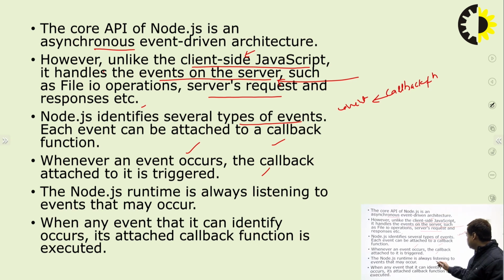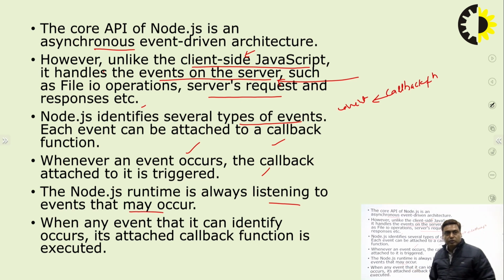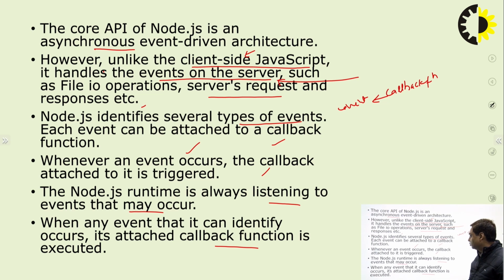The Node.js runtime is always listening for events that may occur. If you are running a program, it is always ready to accept the event. This is the meaning of listening for the event whenever it occurs. When any event that it can identify occurs, the attached callback function is executed. So, in summary of this theory part, event handling in Node.js is an asynchronous approach. We have an event, then we have a callback function. The callback function is attached to a particular event, and when the event occurs, it is executed.